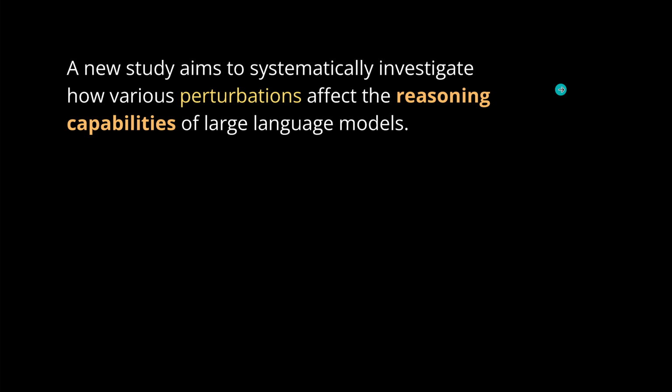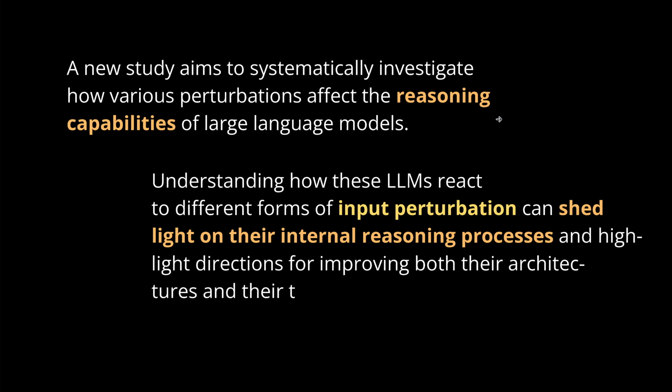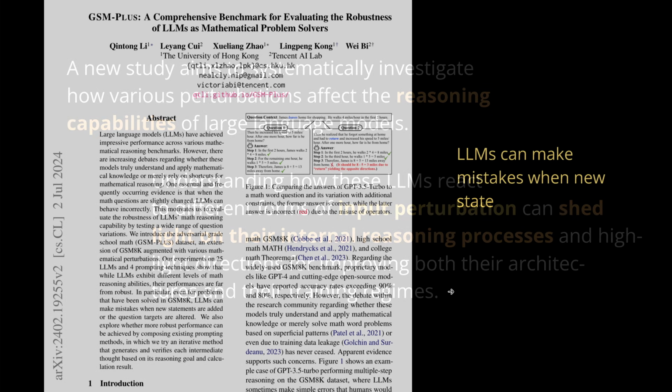Not find the needle in the haystack, but the reasoning capabilities, understanding how this LLM reacts to different forms of input perturbations. And they discovered that this is here like a flashlight. You can look inside the black box of an LLM and discover the internal reasoning processes. Yes, there was a beautiful paper by Anthropic about this, but here, this is even more interesting, no?